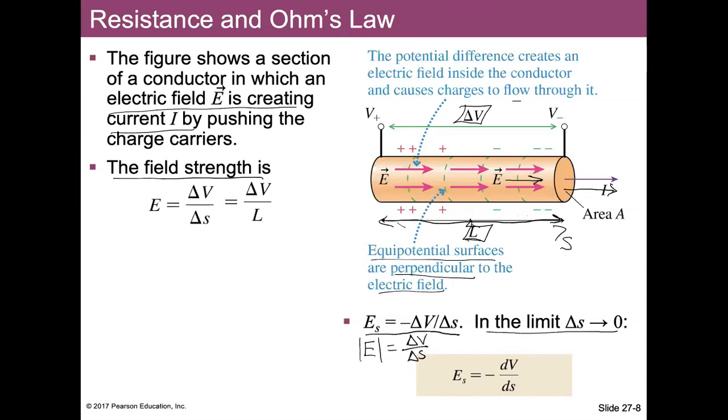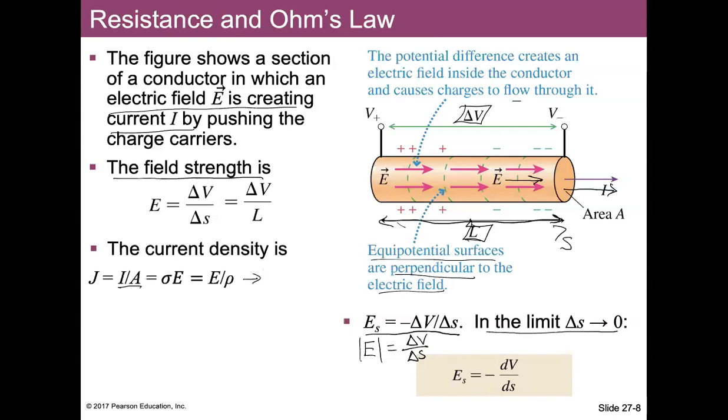Now I want to relate this to the current. To do that, I'm going to start by relating it, as we had done a second ago, to the current density. We saw that the current density is J equals the current over the area, I over A, and that was equal to the conductivity sigma times the electric field. Sigma, we remember, is the same as 1 over the resistivity. So the current over A is going to be equal to the electric field over rho.